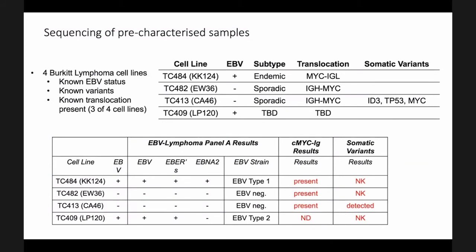Next, we went on to analyzing Burkitt's lymphoma cell lines as a step towards further validation of our panel design. And of course, we know that they have translocations, and in one case we also know some somatic variants. We know the EBV status on these cell lines. And in the panel, you can see in the table that we have been detecting consistently what we are supposed to be detecting using our panel.